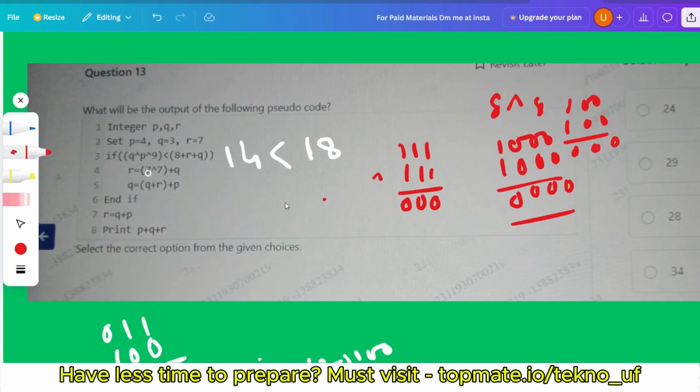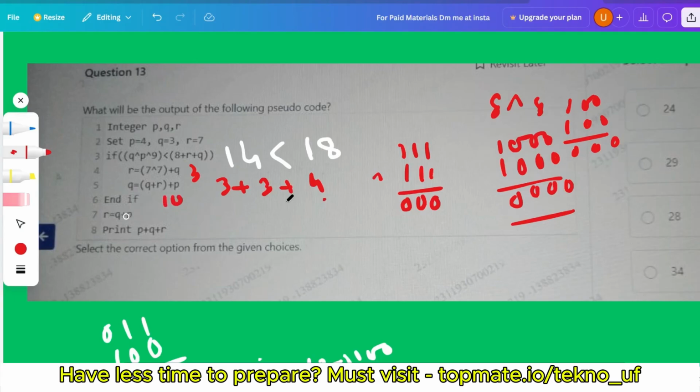So this will be 0 plus q. q is 3, so the value of r will become 3, because 0 plus 3 is 3. So the new value of r becomes 3. Then q is equal to q plus r plus p. So q is 3, r is 3, and p is 4. So 3 plus 3 is 6, plus 4, that is 10. So the new value of q is 10. Then the value of r again becomes initialized.